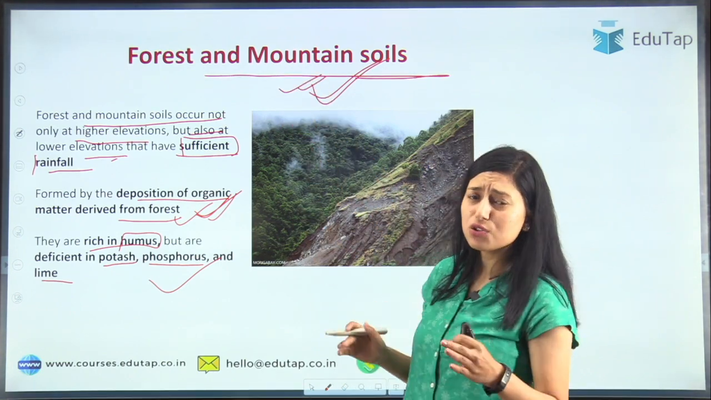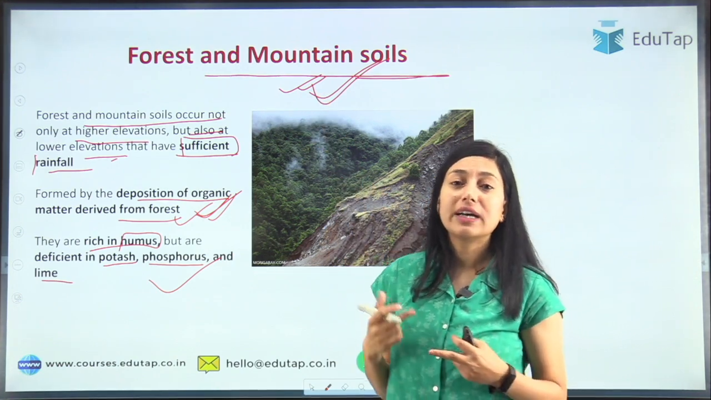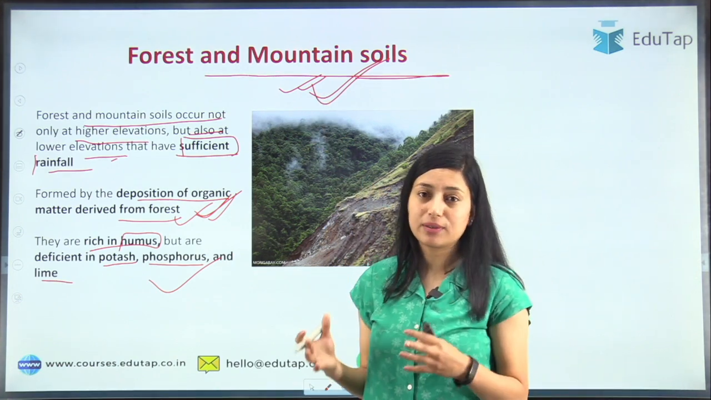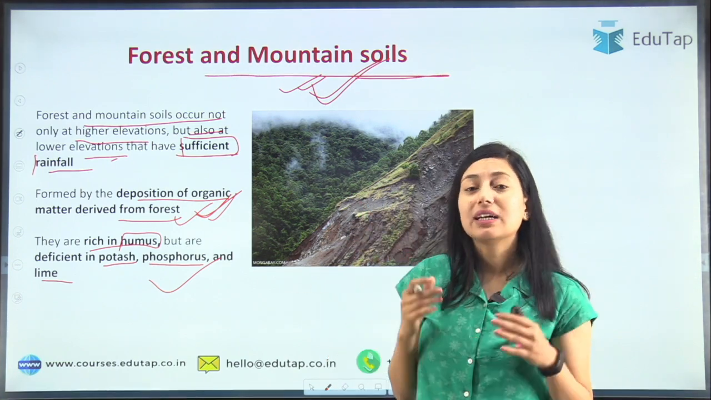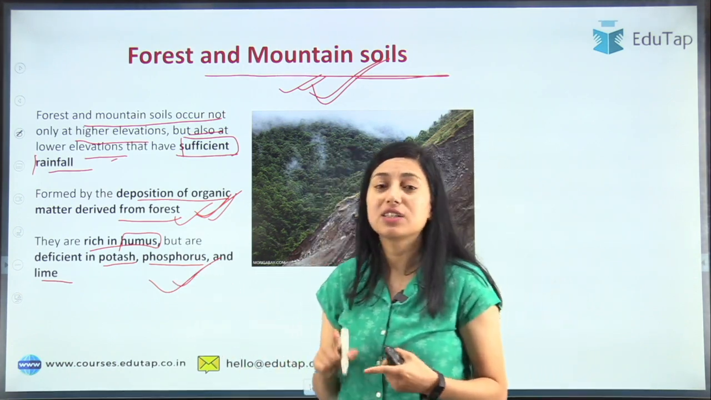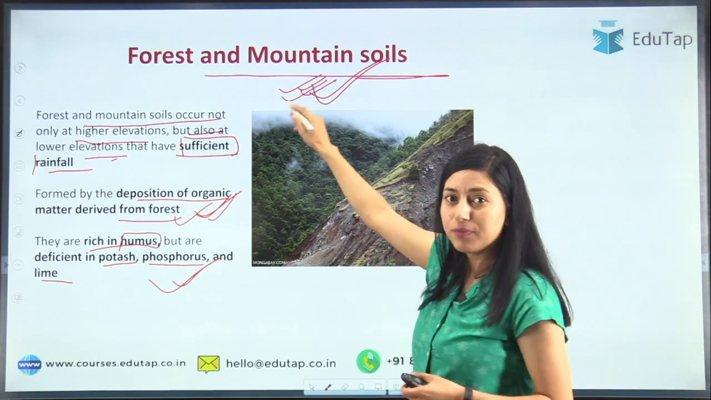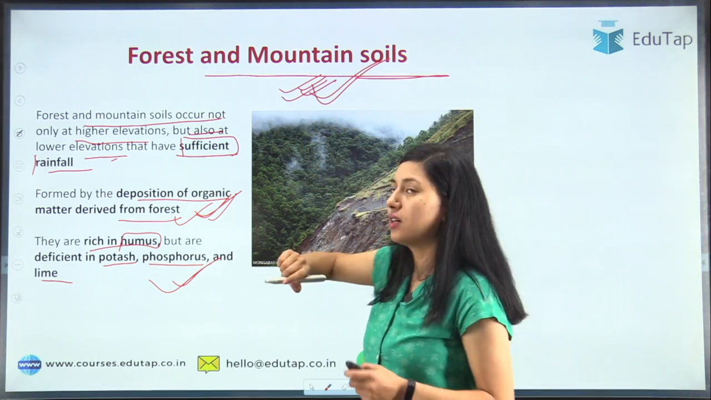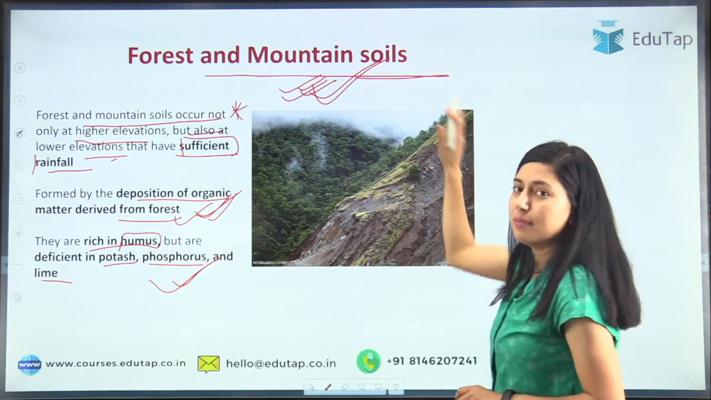So students, I would like to add that this is why this type of soil is not adequate for crop production, but plantation crops can be grown in such soil. The condition is that you have to apply high fertilizer, like you have to apply potassium, phosphorus and lime additionally to this type of soil for cultivation of such crops. Okay, and this was about your forest and mountain soils.